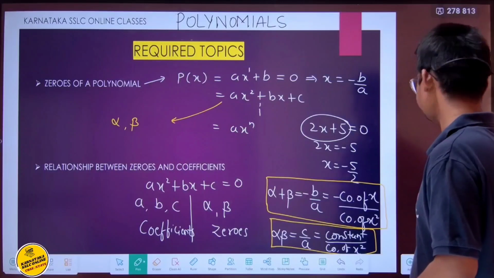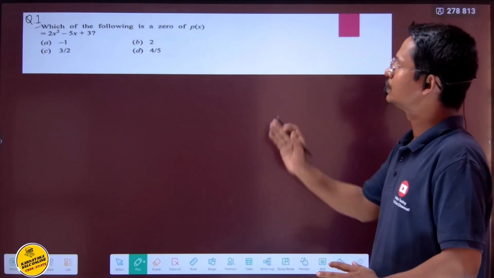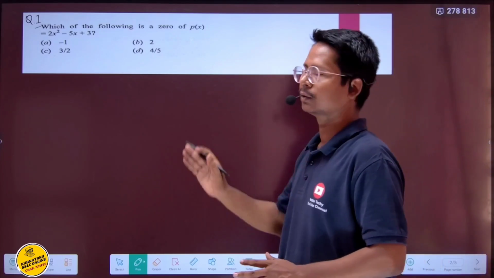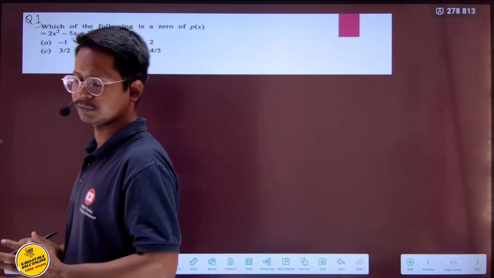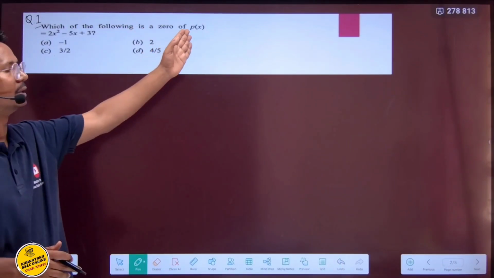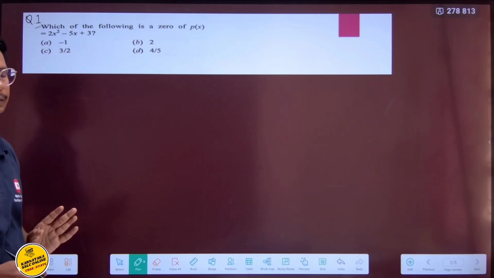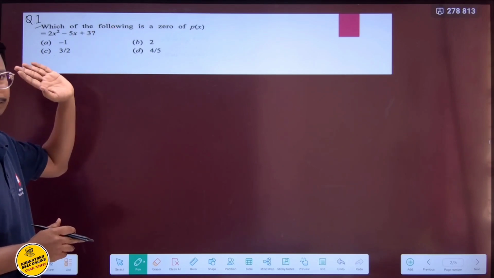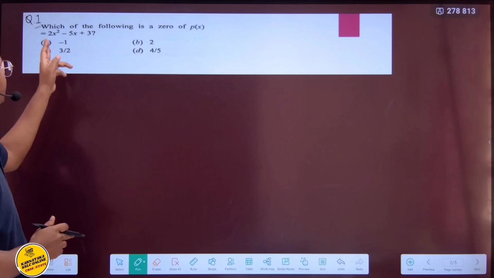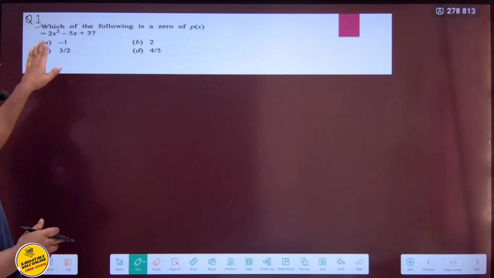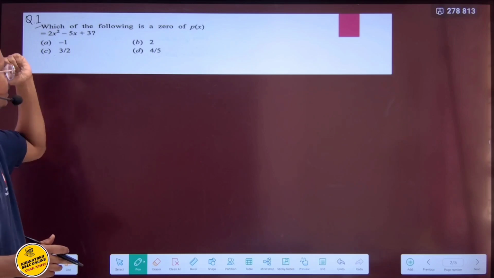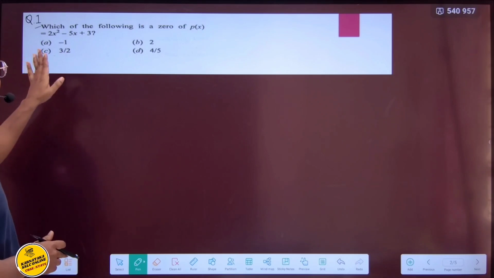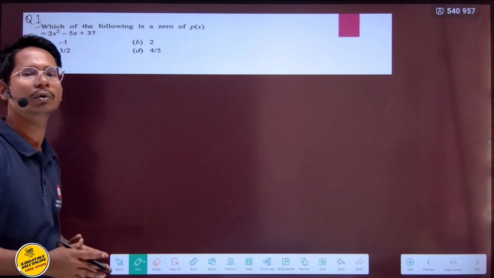First one. Which of the following is a 0 of p of x, which is equal to 2x square minus 5x plus 3. So this is a polynomial, a function of x. This polynomial varies with respect to the values of x. And they're asking which value among these four will give you 0. After putting any of these values, the polynomial should give you 0. So here no need to find its factors. You just put these options in the polynomial, and the option which gives this polynomial value to be 0, that is called the 0 of a polynomial.